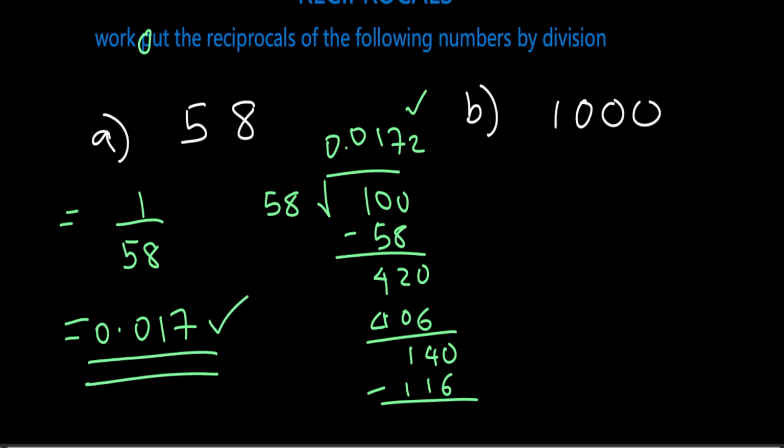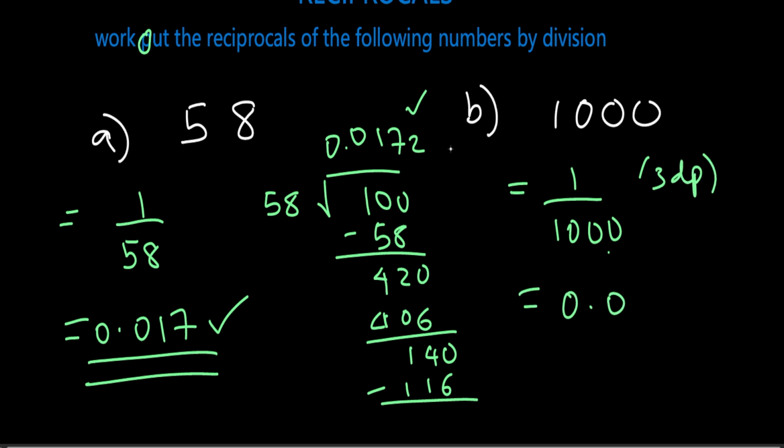So for the other question, obviously the reciprocal of 1000 is written as 1/1000, in which kwa vile kuna 3 decimal points, obviously itaandikwa kama 0.001. So yani waenda mara moja, 2, 3 hivi to give you 0.001.